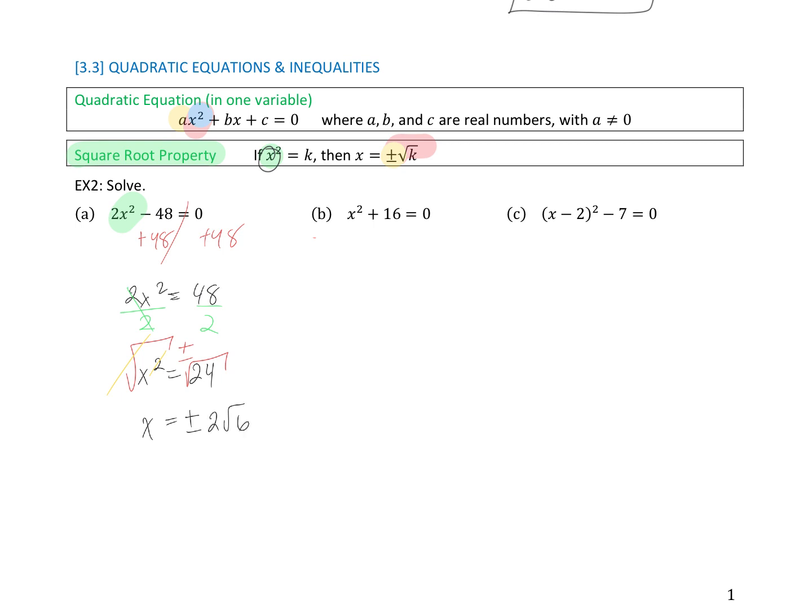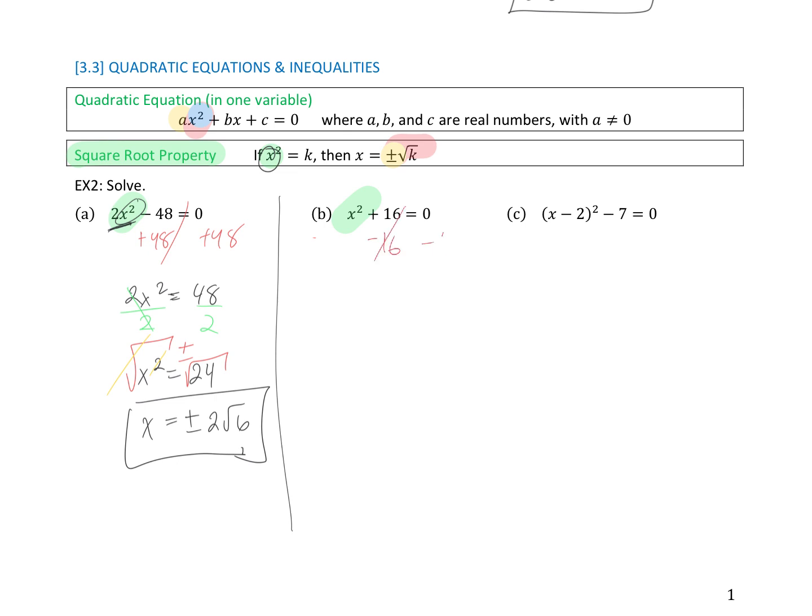And then we're done. So again, the best way to know to do the square root property is if you have your x just by itself in one place, being squared. So this next one, again, falls into the perfect category for square root property because we just have our x squared, no other x terms hanging around.